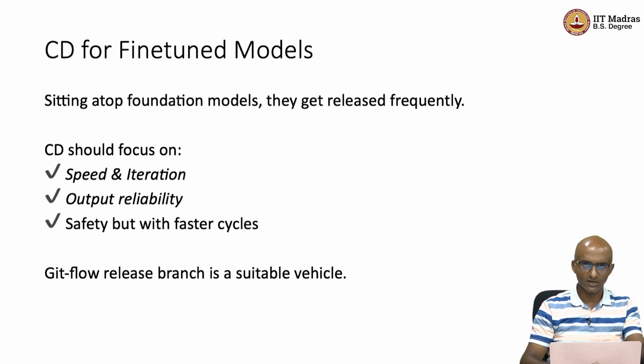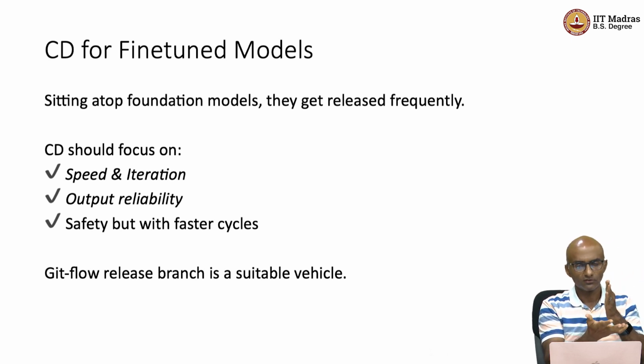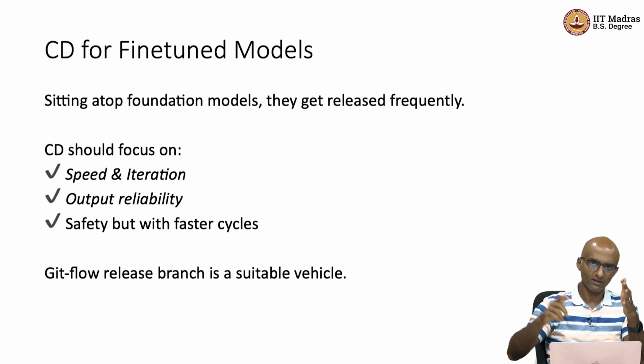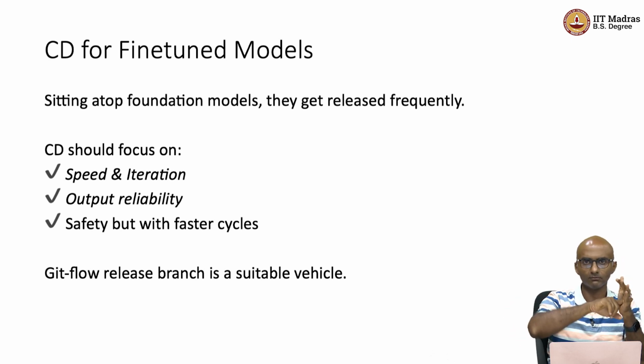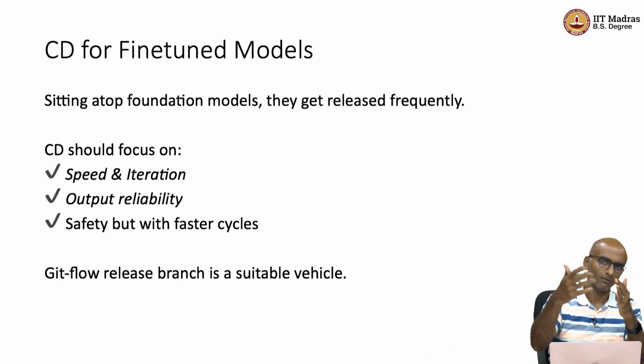So here the Git flow release branch is a suitable vehicle, which means you use Git flow techniques adapted to LLMs that we spoke about in the last video, and then use main branch for foundation models, release branch for fine-tuned models, and fine-tuned release branches themselves have some other branches which are ephemeral based on experiments and fine-tuning dataset variations, etc. Once you go through those variations and you are ready to release, you come back to the release and do a merge request or pull request, and then you keep evolving.